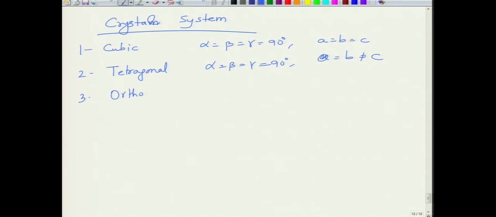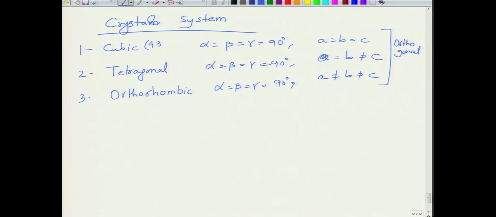Third is called orthorhombic, wherein alpha is equal to beta is equal to gamma is equal to 90 degrees, but A is not equal to B is not equal to C. These three are basically orthogonal systems, but they have different symmetry elements. The defining symmetry for a cube will be 4 3-folds. For a tetragonal, you must have 1 4-fold. For orthorhombic, you must have 3 2-folds. These are the defining symmetries for these systems. And these 3 2-folds are perpendicular to each other. Okay.